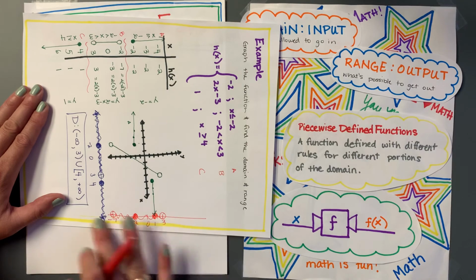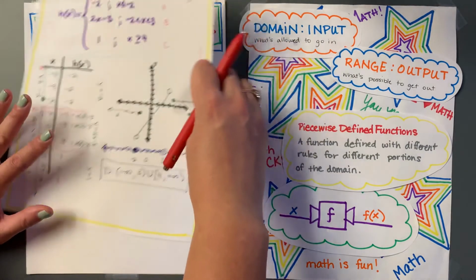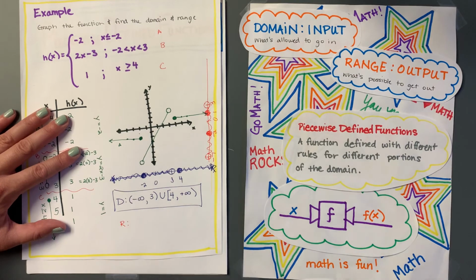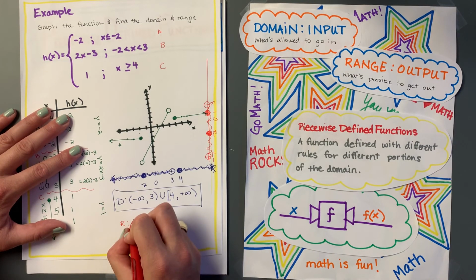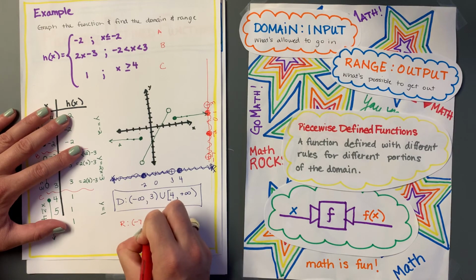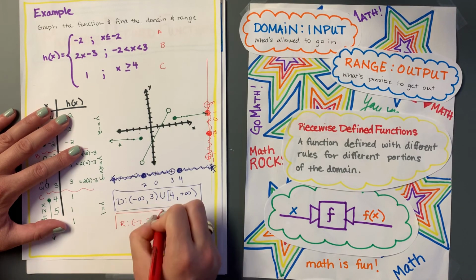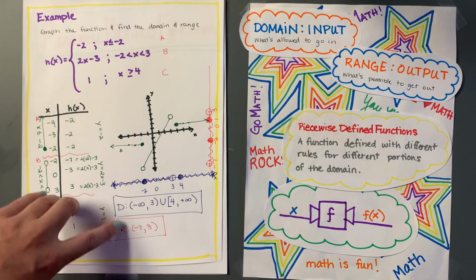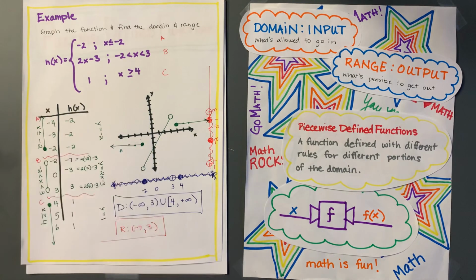So if I look at this, I'm now going to use that and write my range in interval notation. My range is from negative 7, not included, all the way up to 3, not included. So I've now found both my domain and my range, as well as graphing this function.